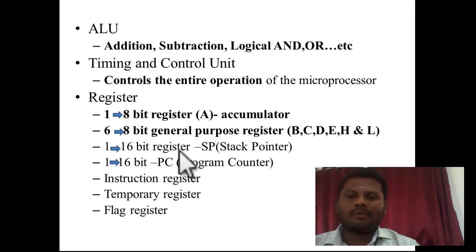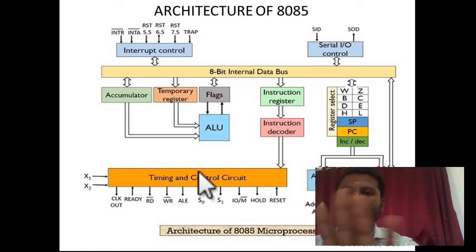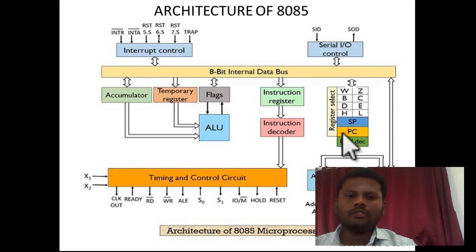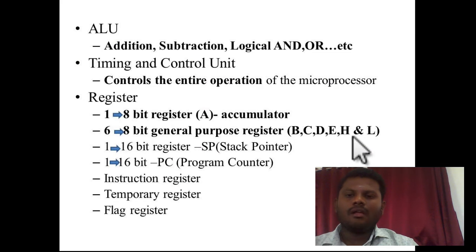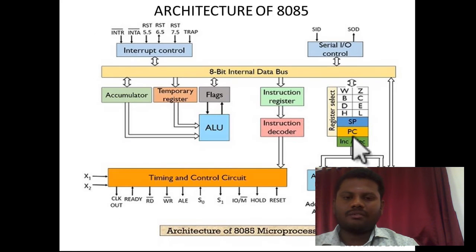One 16-bit register is contained in that diagram, the stack pointer. It is a 16-bit register. Two 8-bit registers are considered together to give a 16-bit one, and another 16-bit register is considered as the program counter (PC). So SP and PC are also available in the architecture diagram. They also have another one, the instruction register, the temporary register and the flag register. So all are available in those diagrams.